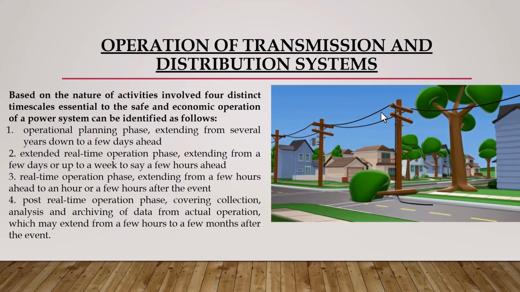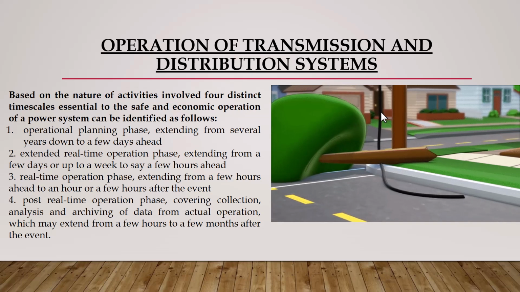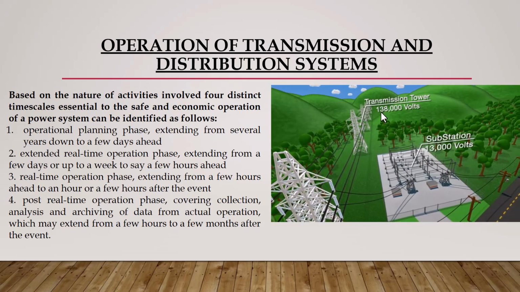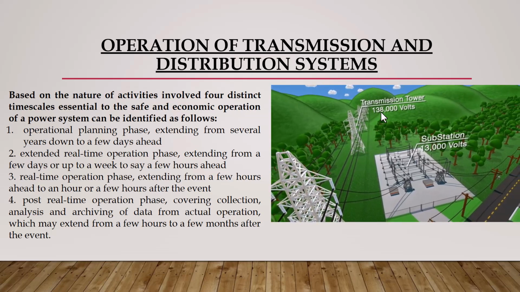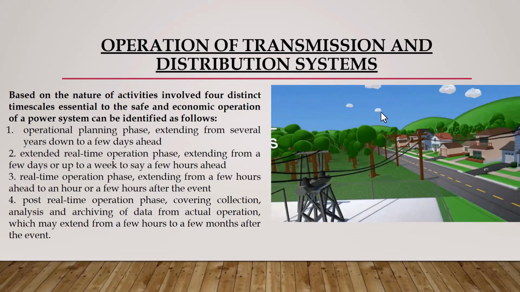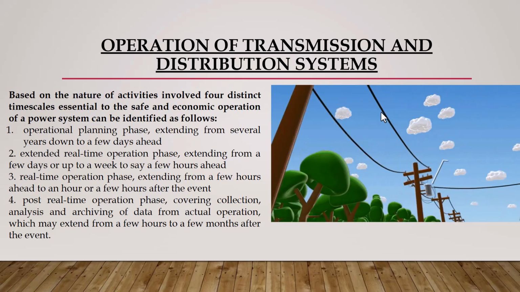Then we move into the real-time operation phase, which is the most dynamic part. This is where decisions are made within hours or even minutes of events happening on the grid, such as responding to sudden demand spikes, generation drops, or faults in the system.